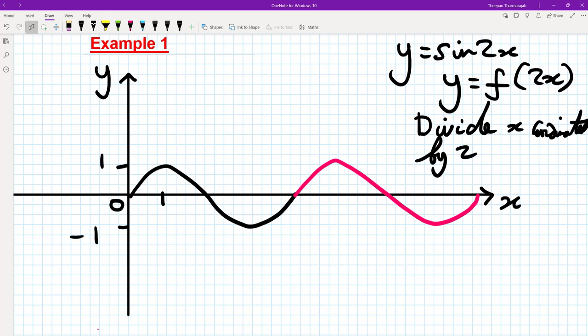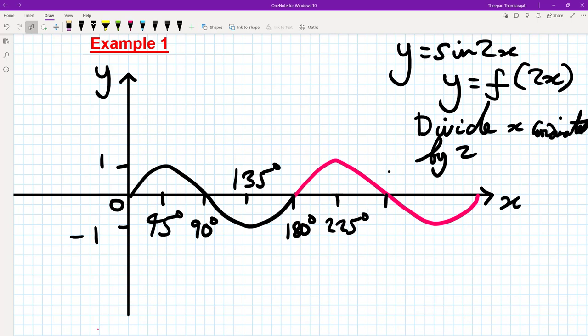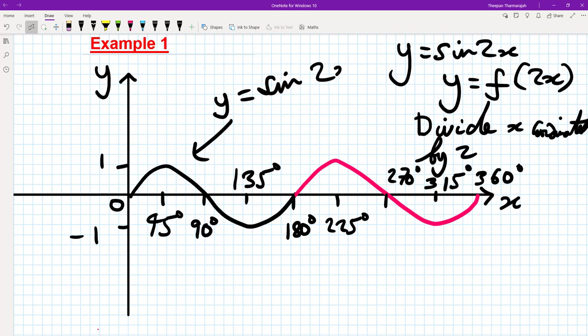So we know normally it has a maximum at 90, so we halve that, so we get 45, and we just keep on adding 45, so we get 90, 135 degrees, 180 degrees, 225 degrees, 270 degrees, 315 degrees, and then finishing off at 360 degrees. Now this is the graph. All of it is y equals sine 2x.